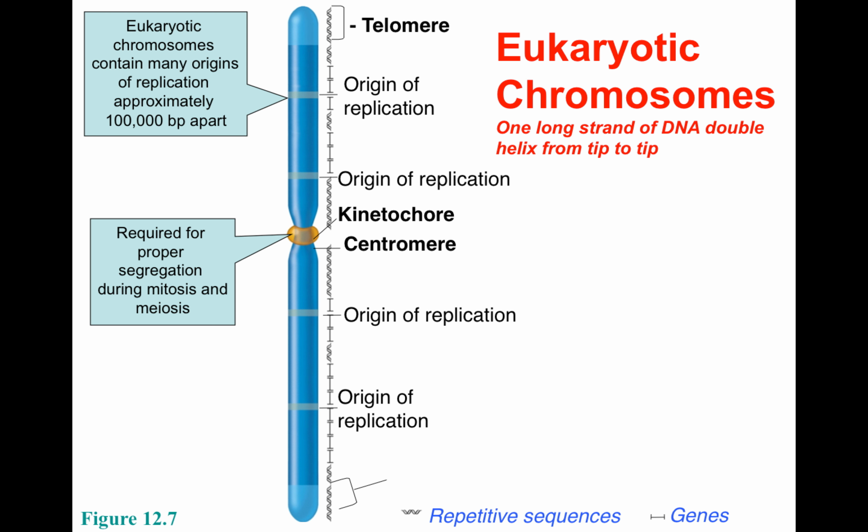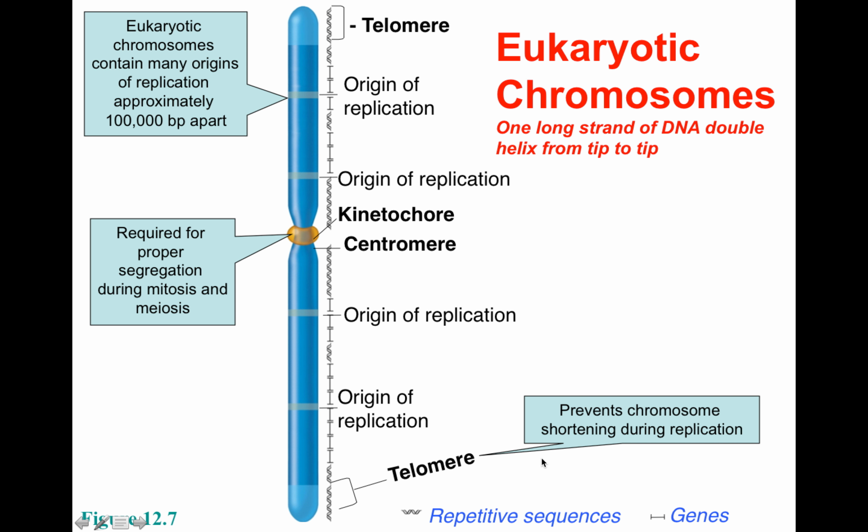At the tips of the chromosomes, we have telomeres, here and here. And the telomeres are a very important sequence of DNA and associated proteins that are bound to these sequences that prevent chromosome shortening during replication. And we'll talk more about that when we talk about DNA replication.